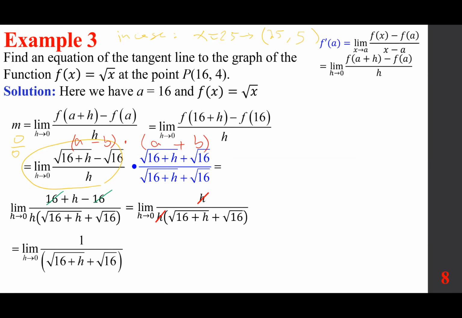Now it's time to replace the h with 0. Square root of 16 is 4. The other one is the same thing. 4 and 4 add up to 8. So this is 1 over 8.